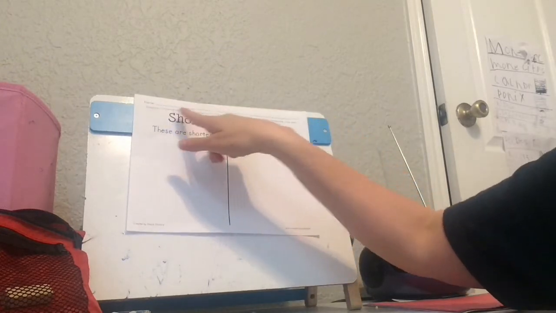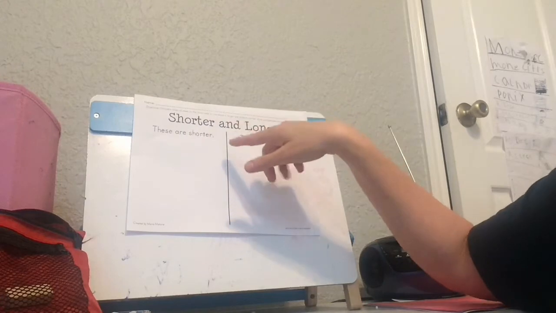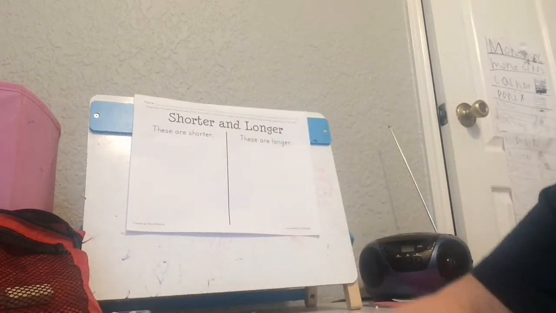The directions tell you right here what to do. Compare strips of paper in the same color to decide which one is longer and which one is shorter, and then glue it. Now, if you don't have glue, that's okay. For whatever reason, Miss Yurick cannot find glue in her house, so I'm going to use tape. Olaf says hi.